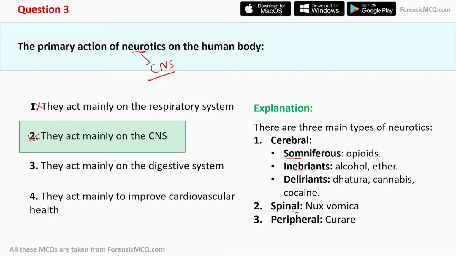Moving to the third and the last main type of neurotics, that is peripheral. So peripheral means away from the center. So let's say it is a human body. Peripheral means away from the center, so it includes feet or legs or hands. These are the parts that are majorly affected by the peripheral area, which are usually the hands and feet. So neurotics that act on the limbs of the human body are considered peripheral neurotics.